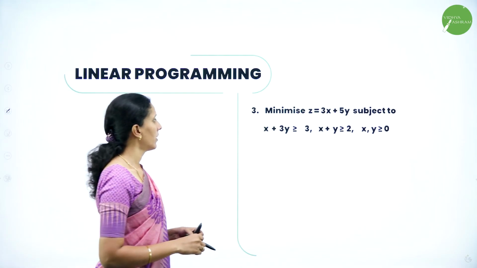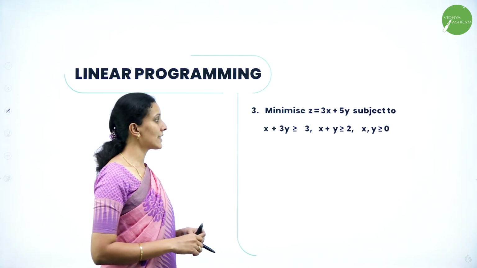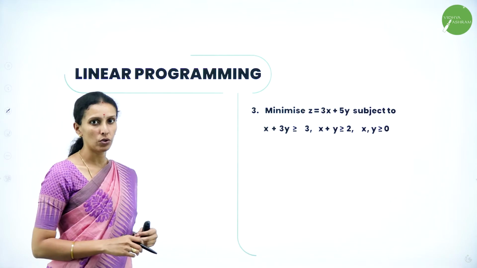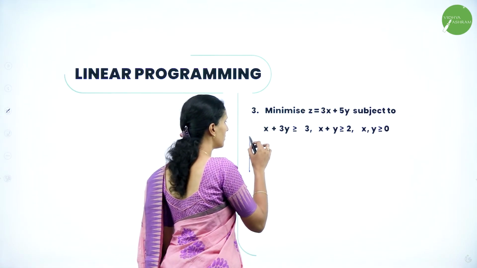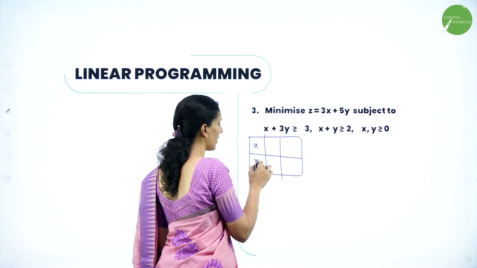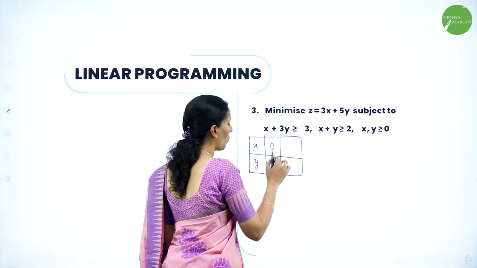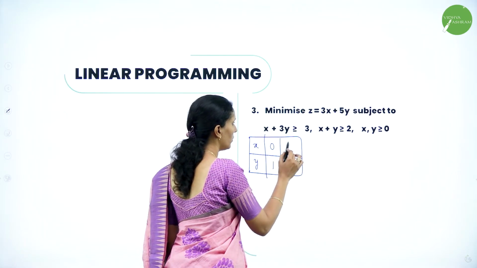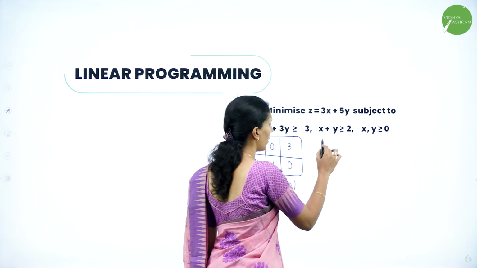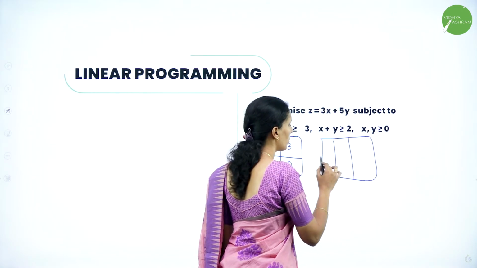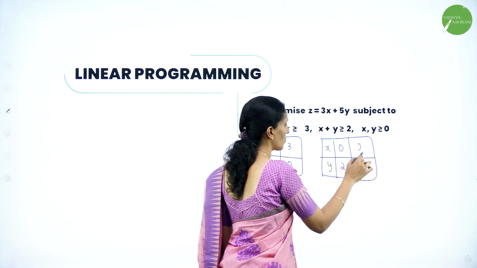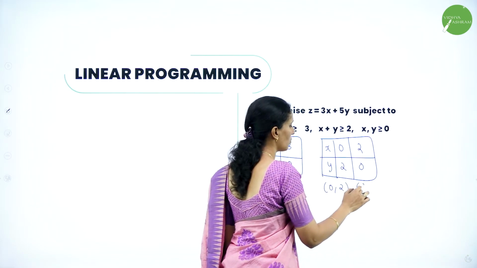So the next question. Minimize z is equal to 3x plus 5y subject to x plus 3y greater than or equal to 3, x plus y greater than or equal to 2. Again, both are in the first quadrant. Let's solve the equations here. So let's put x and y. If I put x is equal to 0, y is 1. If I put y is equal to 0, x is 3. So the points are 0, 1 and 3, 0. Next, simple: x, y, 0 you put; x 0 means y is 2, y 0 means x is 2. So the points are 0, 2 and 2, 0.